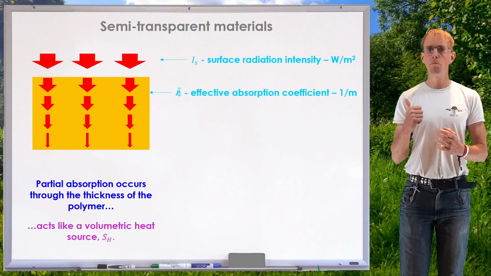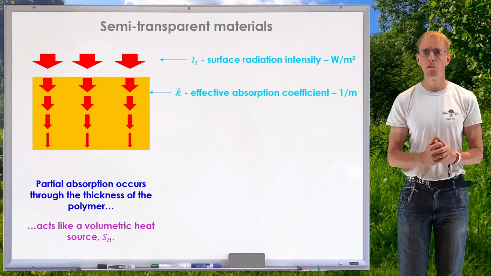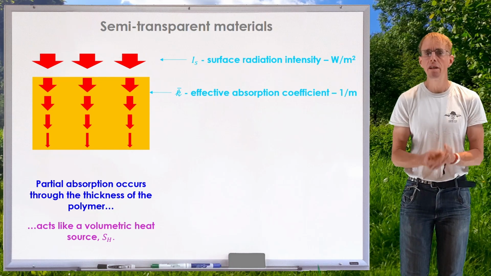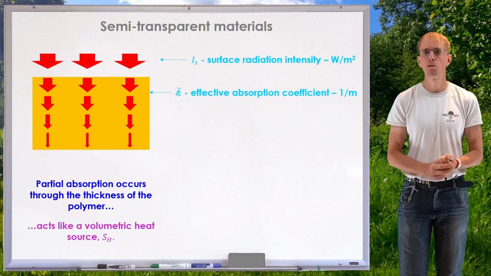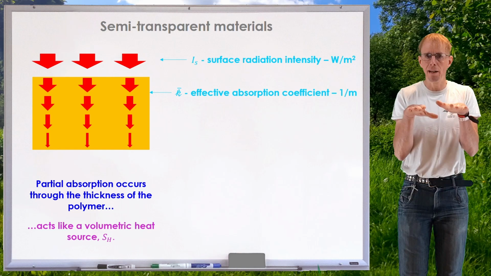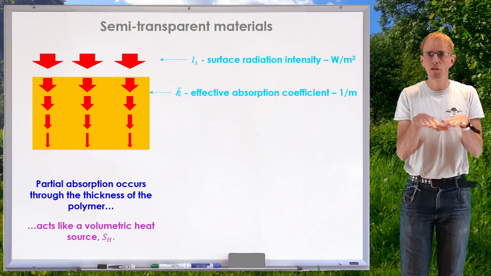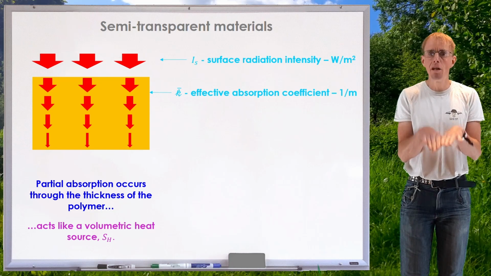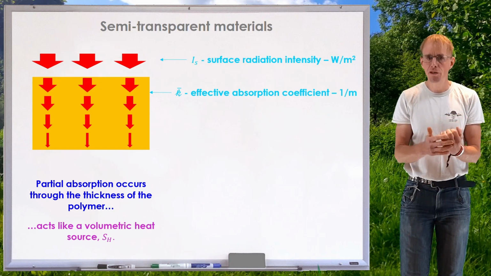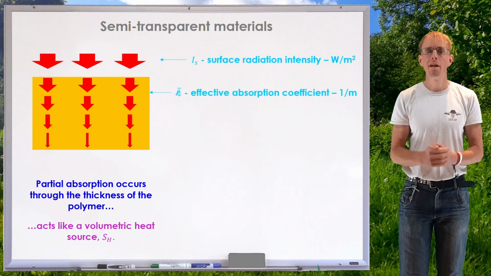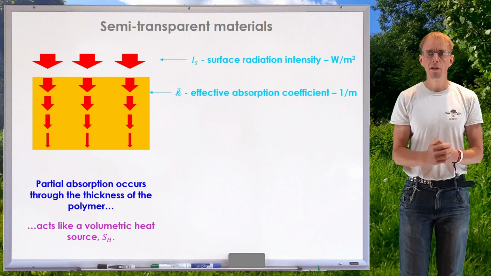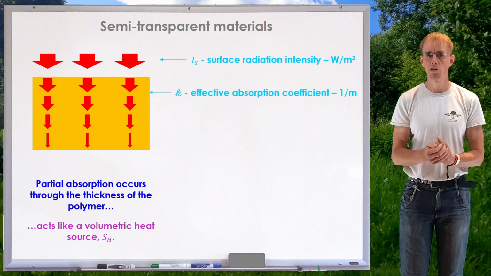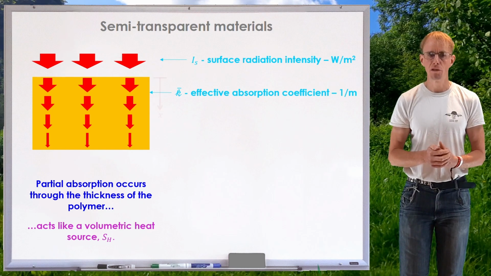So let's define two parameters and look at their effects in a little more detail. Let's say I have a radiation intensity at the surface. It looks like a heat flux. It's got units of watts per square meter. That's the amount of electromagnetic energy hitting the surface of my polymer. That electromagnetic energy penetrates the polymer. Some of it is transmitted, some of it is absorbed. So let's deal with the bit that's absorbed. Script K bar, I'm calling my effective absorption coefficient, measured in reciprocal meters.